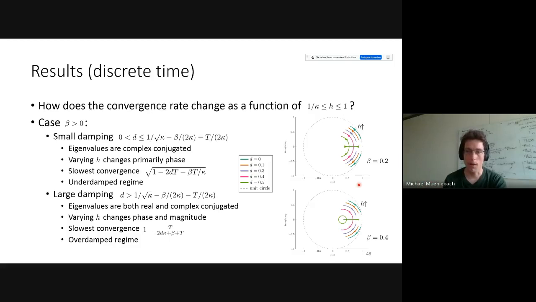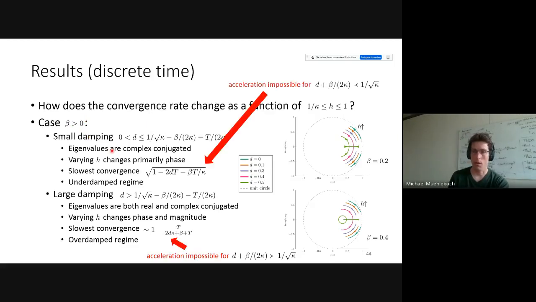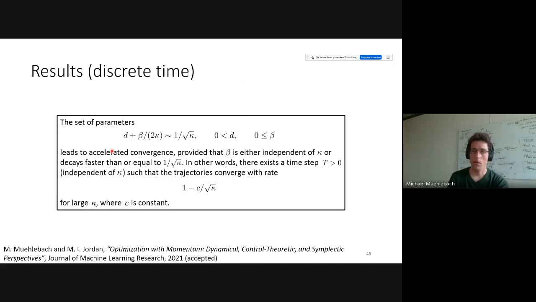And the same type of analysis applies in this case where beta is greater than 0. And so this characterizes the set of parameters which leads to this accelerated convergence, meaning that you can essentially find a time step t which is independent of kappa, so that your trajectories converge linearly with a rate that scales with the square root of kappa. So you have acceleration.